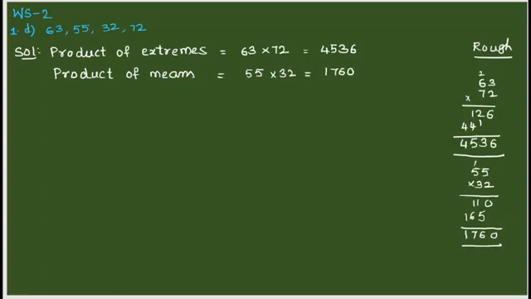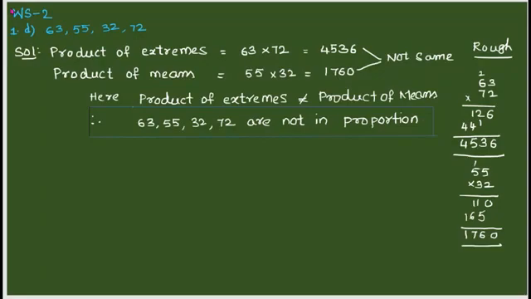Now you observe children, the both products, are they equal or not? If you observe, they are not equal. So we can say that they are not same. So since the two products they are not same, we can say that the given four numbers, they are not in proportion in given order. Now we can write the conclusion that since the two products are not same, the four numbers are not in proportion. 63, 55, 32, 72 are not in proportion.